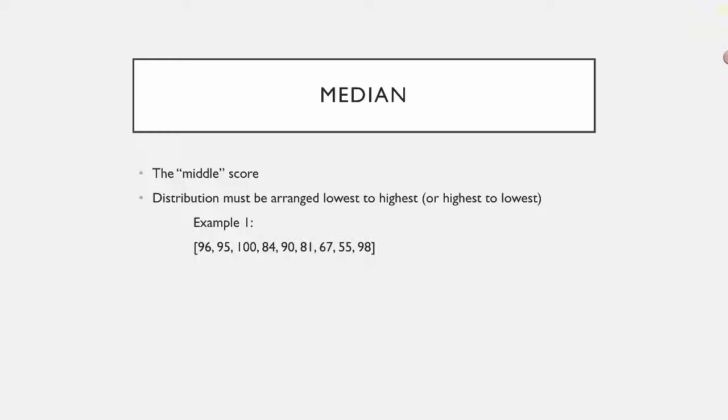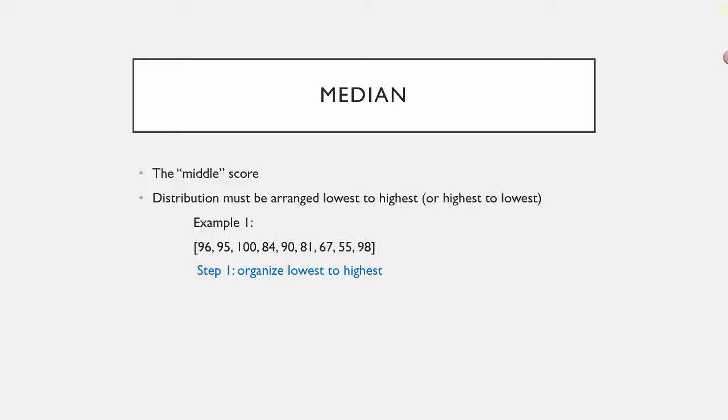The next measure of central tendency is the median. The median is also known as the middle score. A distribution must first be arranged from lowest to highest when you're calculating the median, or you can arrange it highest to lowest, either way. For the first example, we will use the same data set as before.